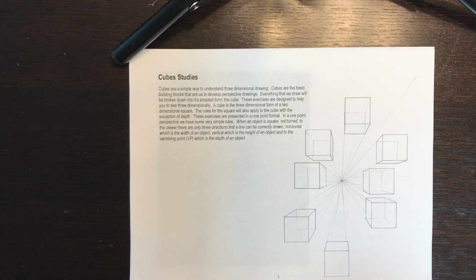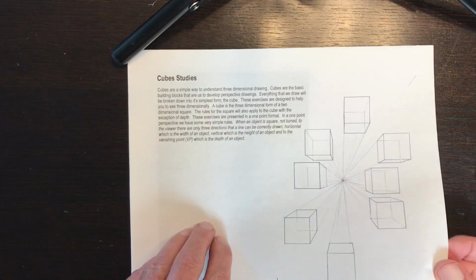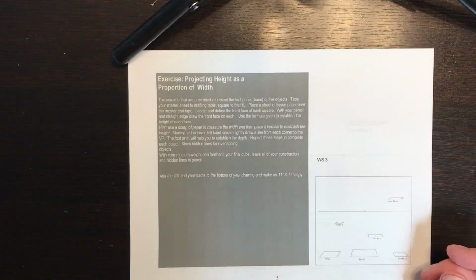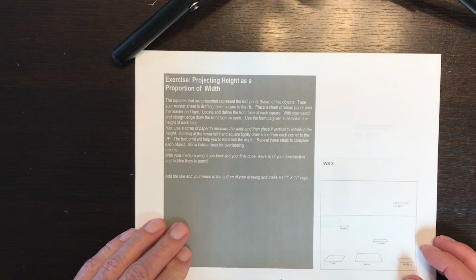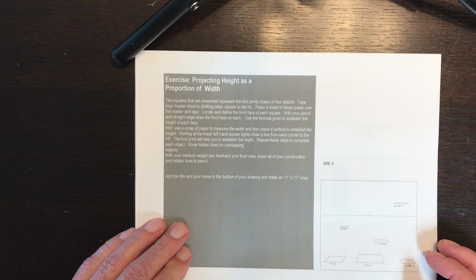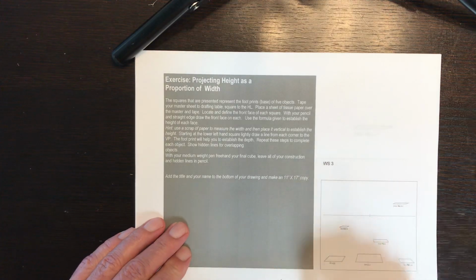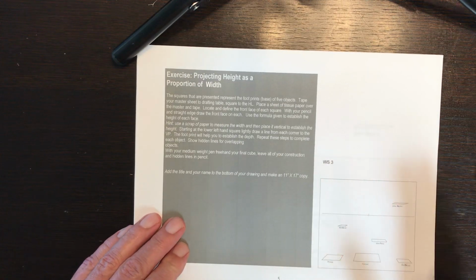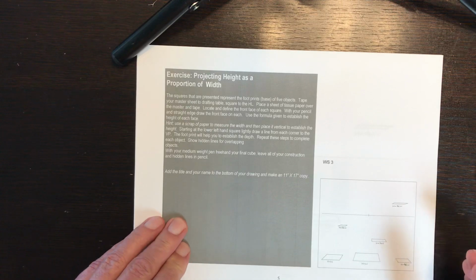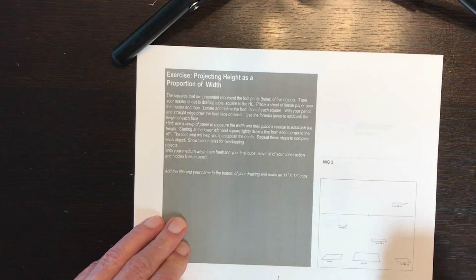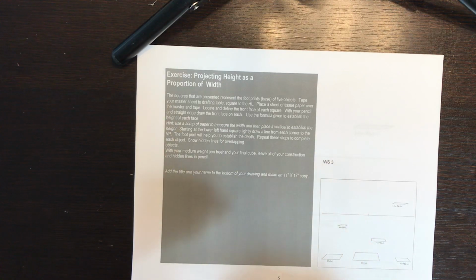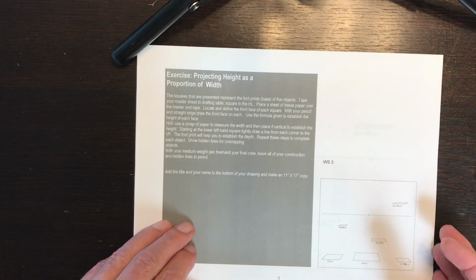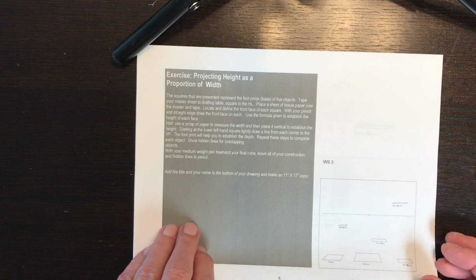Welcome back to the Cube Studies, one-point perspective. Today we are going to be working on exercise 3, projecting heights as a proportion of width. So here we're going to have small formulas that we're going to have to work out, but still use the principles that we either are drawing vertical lines, horizontal lines, or lines that go back to the vanishing point.